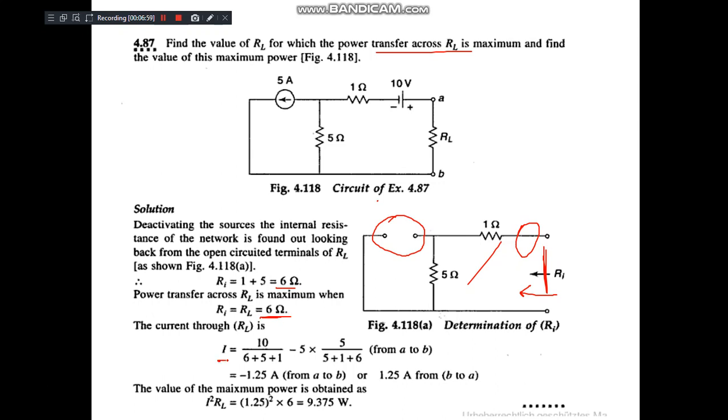To get the current, here 10 volts by (6 plus 5 plus 1), from A to B. Here we have to calculate from A to B. So the amount of current is equal to minus 1.25. But here the question is maximum power. So I square into RL, which is 9.375.